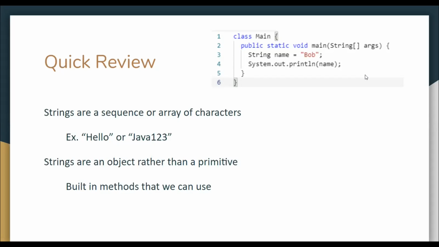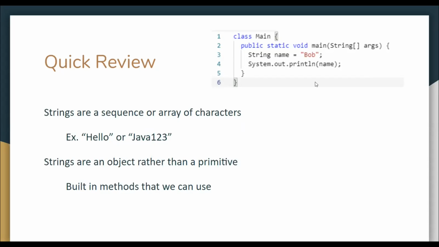So examples would be like hello or Java 1, 2, 3. And I included Java 1, 2, 3 because it shows that numbers and other symbols can be considered as characters as well. A sequence of characters is also referred to as an array of characters, but we have not learned arrays yet. So this will make sense to you guys probably later on.